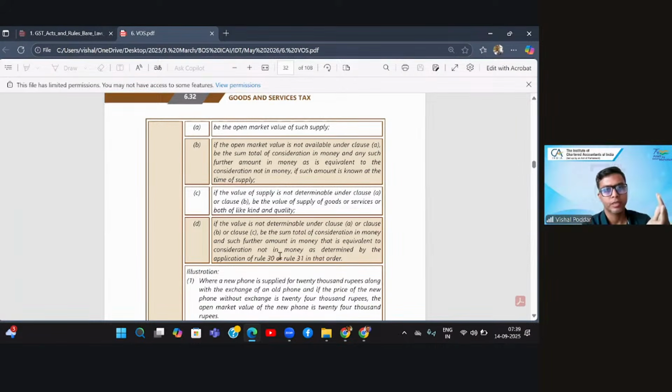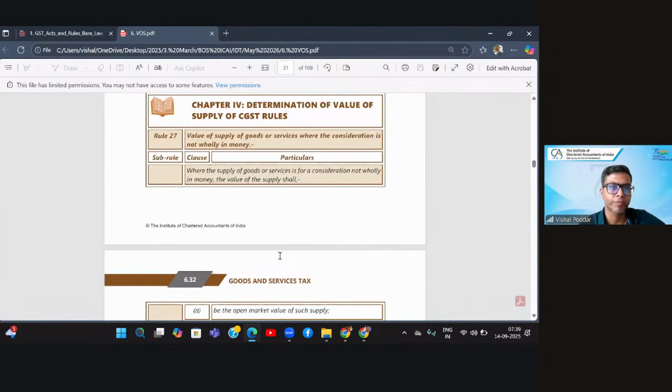That is, 30 is what? Costing method, 110%, and 31 is no method. It is just saying you have to determine value using some reasonable method. Now, what are these values? A, B, C. In that, we have to understand certain definitions. But before I go to those definitions, you have to first tell me when these rules are applicable.